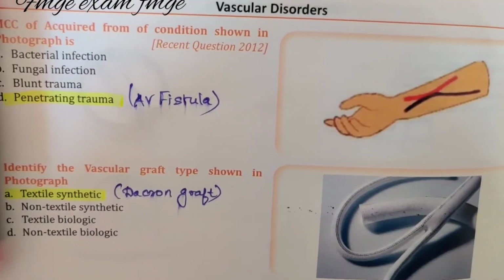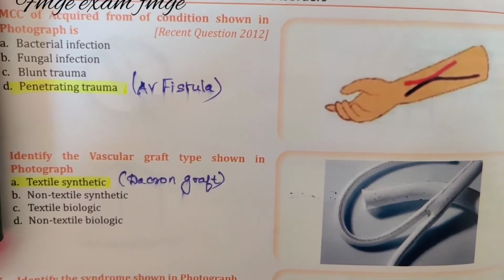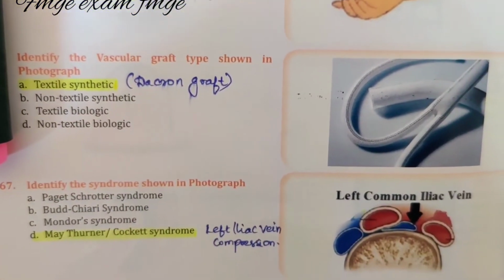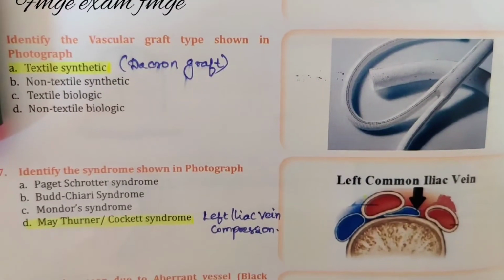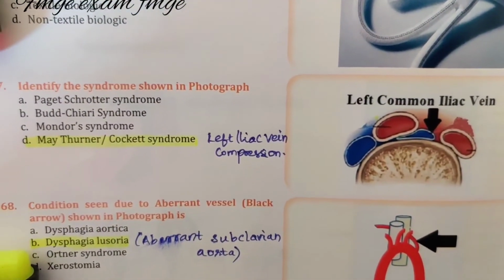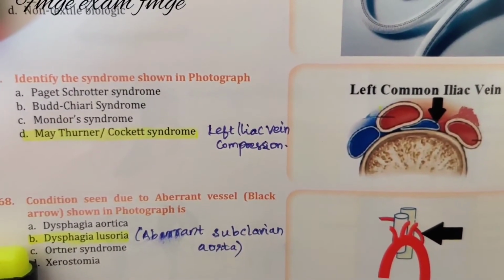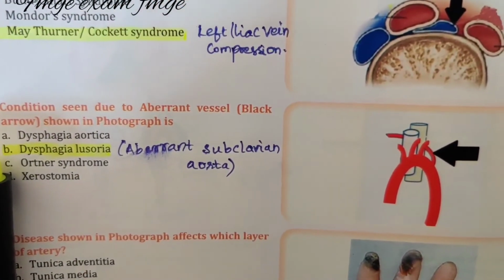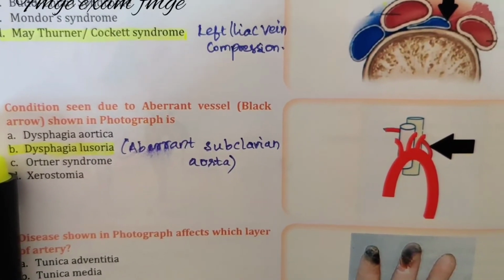Most common cause of the condition shown in the photograph is penetrating trauma, arteriovenous fistula. Identify the vascular graft type shown in the photograph: synthetic Dacron graft. Identify the syndrome shown in the photograph: May-Thurner-Cockett syndrome, left iliac vein compression. The condition seen due to the aberrant vessel, black arrow, shown in the photograph is dysphagia lusoria.